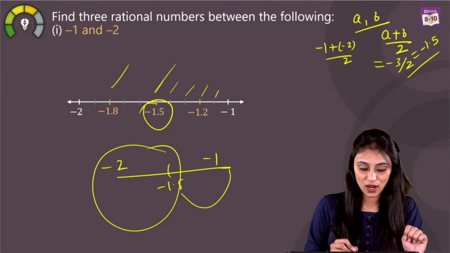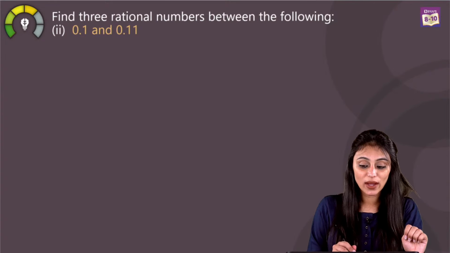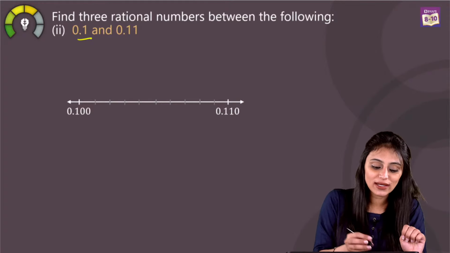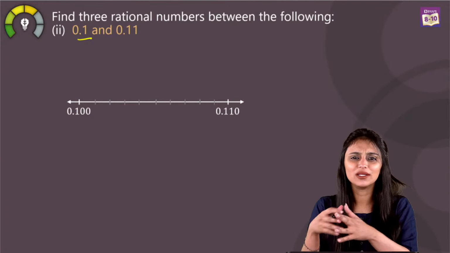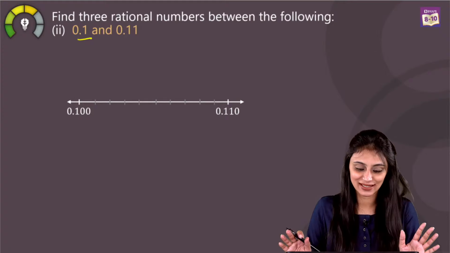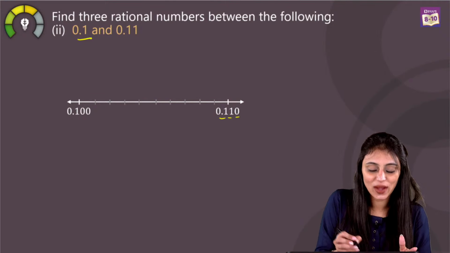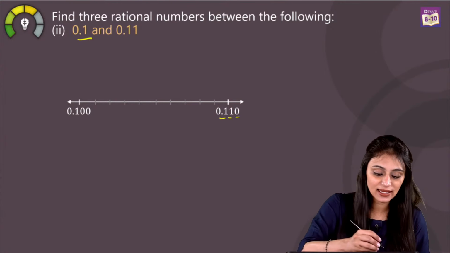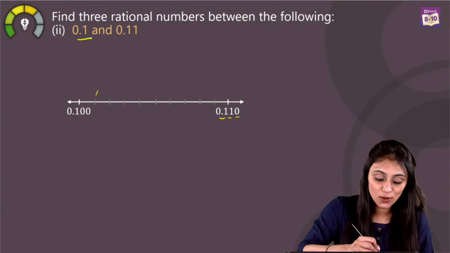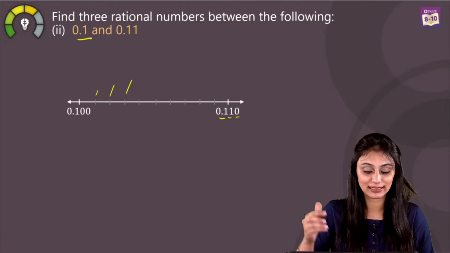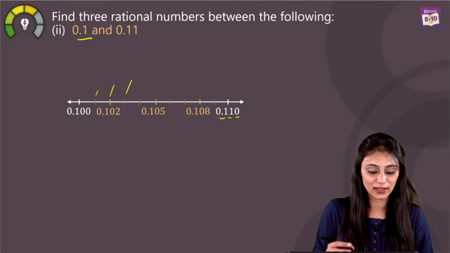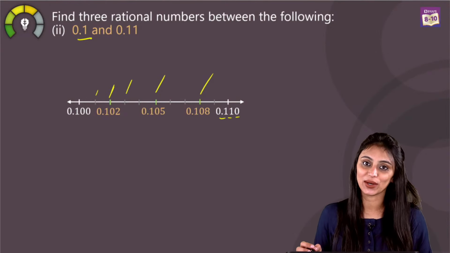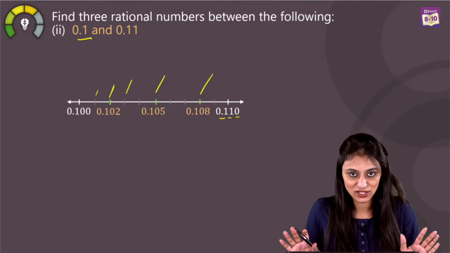Alright. Now let's take a look at the second part. We have 0.1 and 0.11, right? So this is the number line. 0.1 can be written as 0.100. We can put any number of zeros after the decimal point, yes? And here it's 0.110. Now if we divide this region again into 10 equal parts, I can say that this is 0.101, 0.102, 0.103 like this. And we can plot the numbers between them like this. We have 0.102, 0.105, 0.108. Like this you can find any number of rational numbers, right?